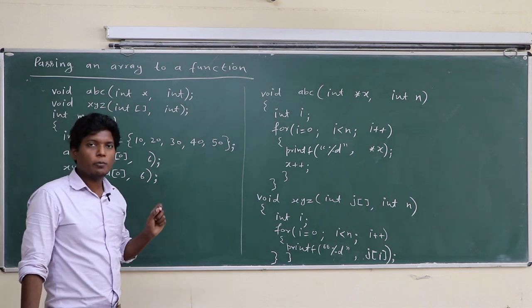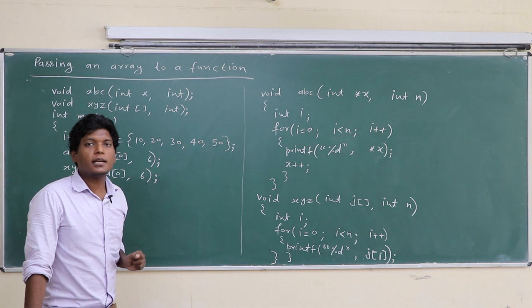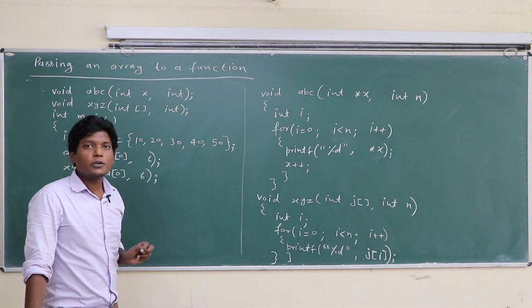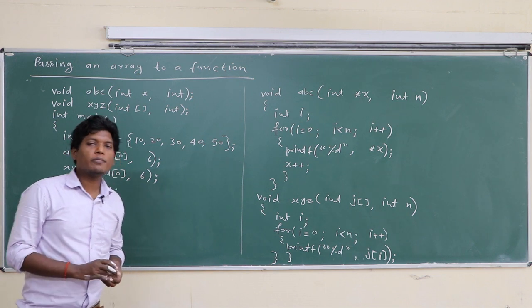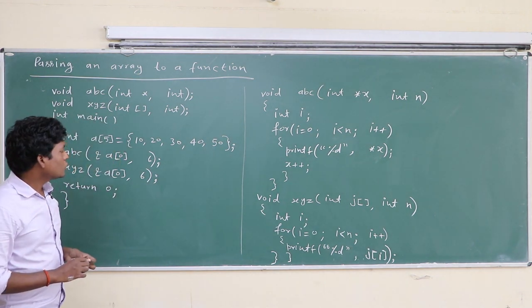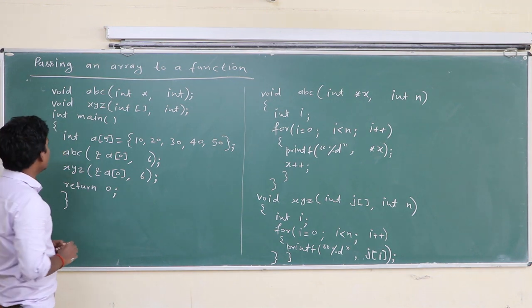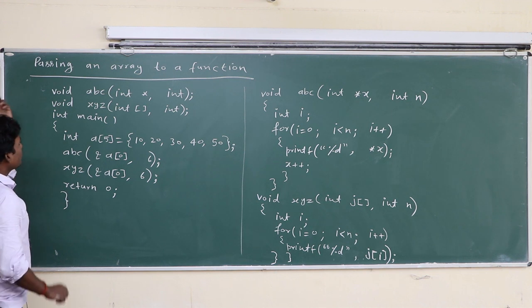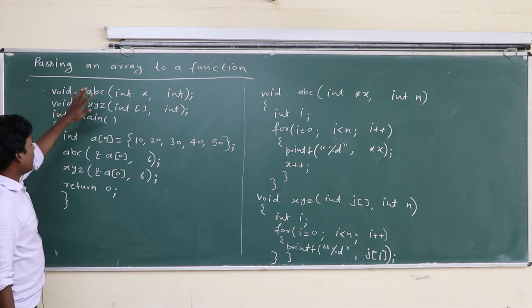When you pass the value to the function, then it is called call by value. When you pass address to a function, then it is called call by reference. So call by value and call by reference have already finished. Okay, now passing an array to a function.